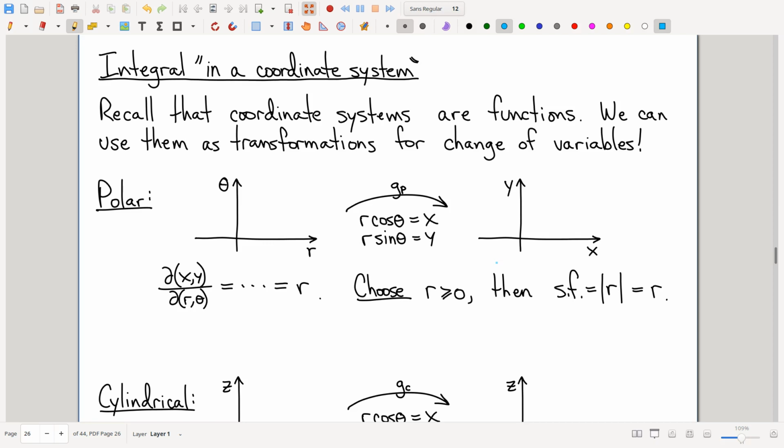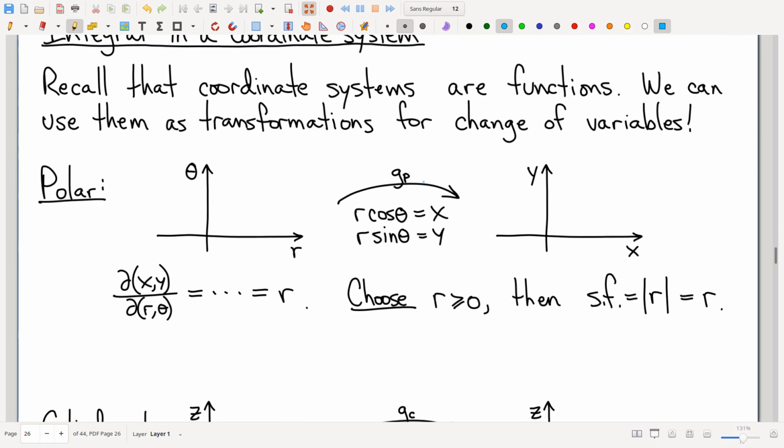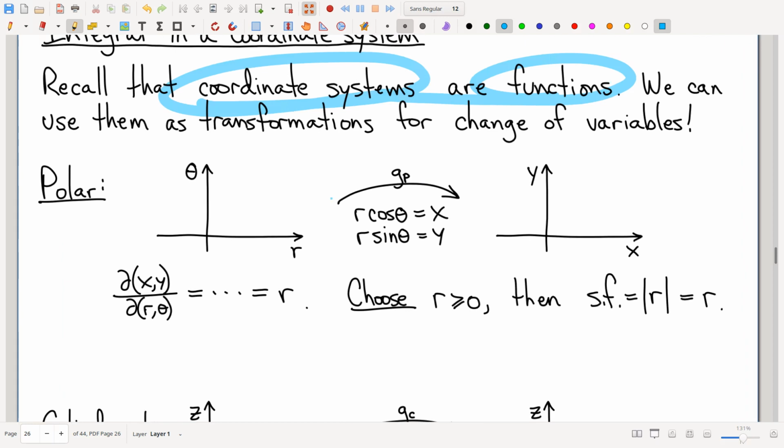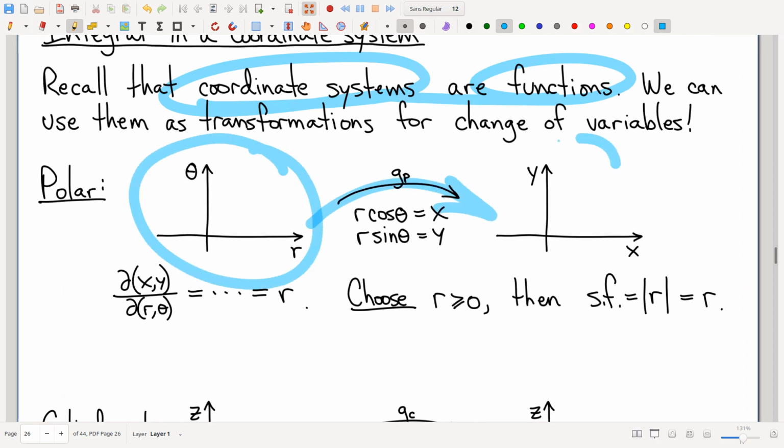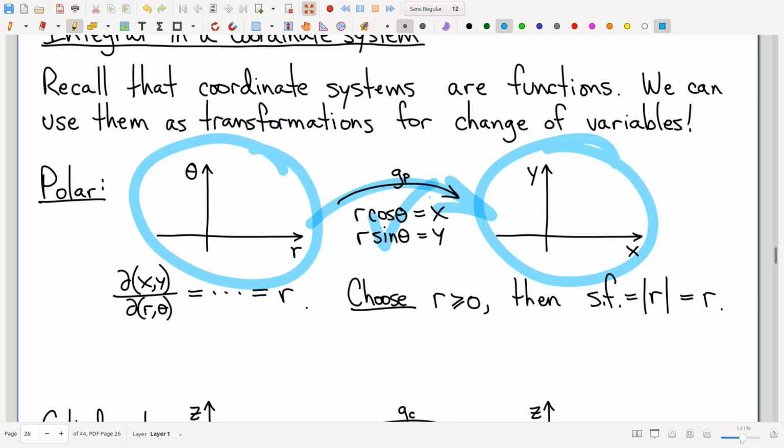Okay, so the new topic is called integrals in a coordinate system, and the big idea here is just remember that a coordinate system is a function, right? In particular, polar coordinates is a function that takes r's and thetas and turns them into x's and y's as per certain formulas. And now I make the modest observation: this has all the earmarks of a change of variables function, right? It takes 2 inputs and gives you 2 outputs.